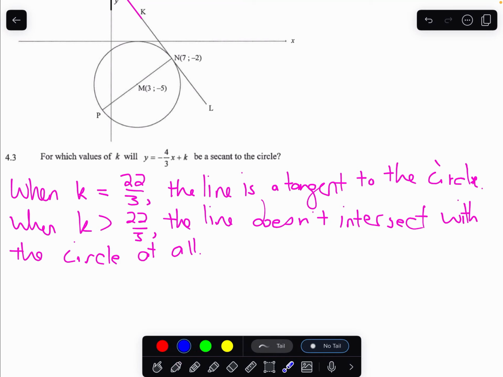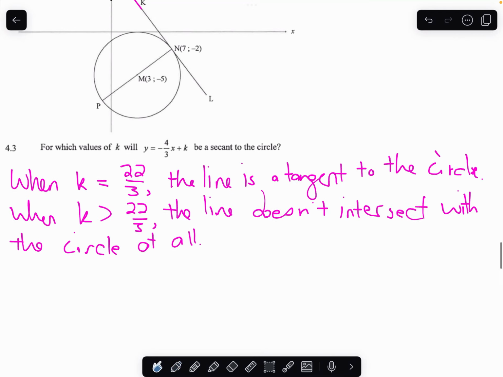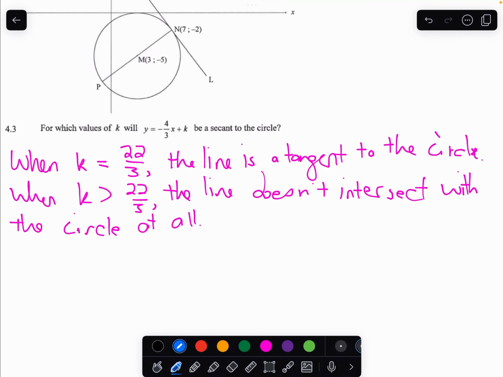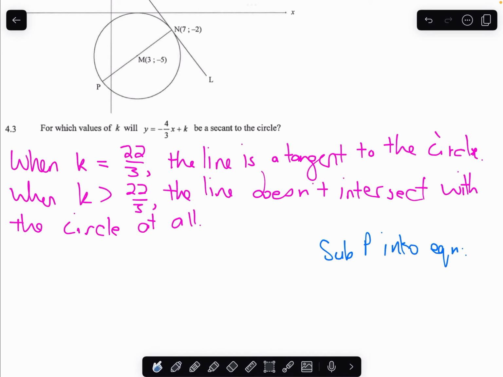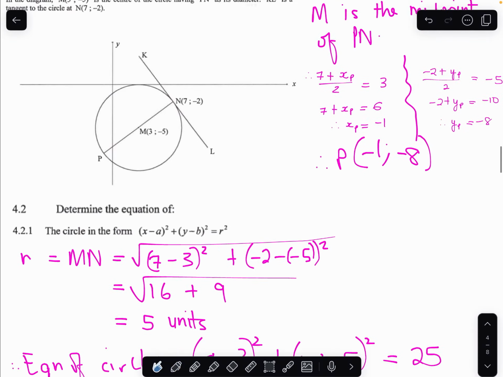Now we need to find this tangent. So I'm just going to, on the side here, do some working. P, which we found to be -1 and -8, I think. Let's double check. Yes.